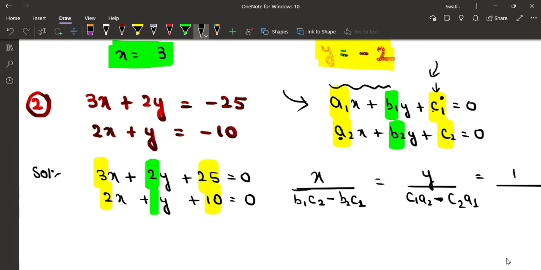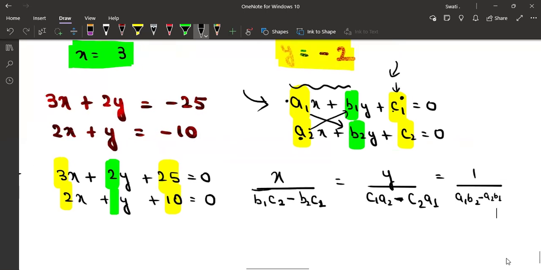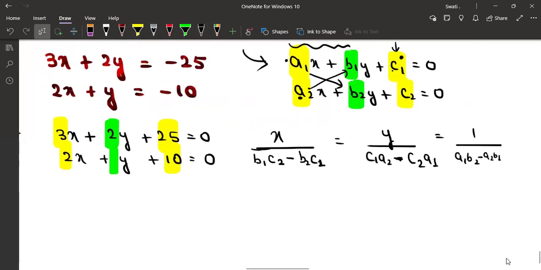Okay, and you start from here because after this you will first come to this. So A1 into B2 minus A2 into B1, right? That's the formula. Now we will just put the values. We are done. So tell me, Manya, x upon. You know what B1, C2 are, everything you can see.